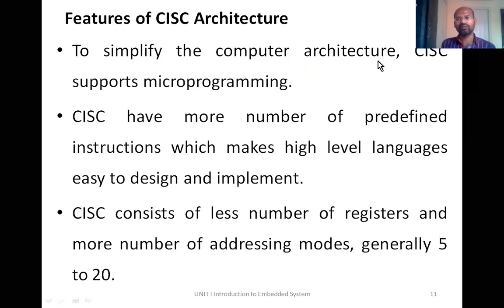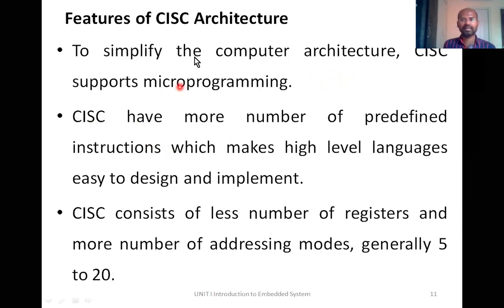So for assembly programming or for designing compilers, CISC is very friendly. You can design very simple assemblers, you can write programs very easily in assembly language, and also you can design compilers very easily. You don't need complex compilers, unlike the case with RISC.